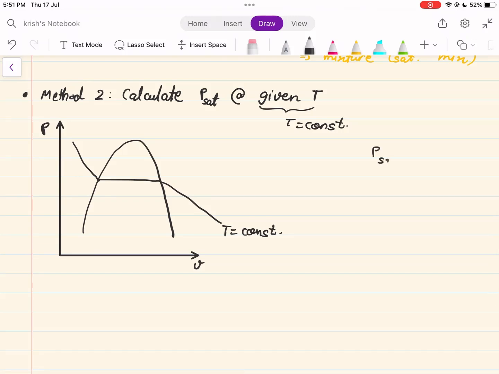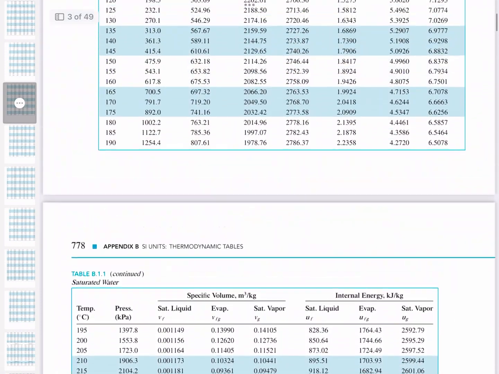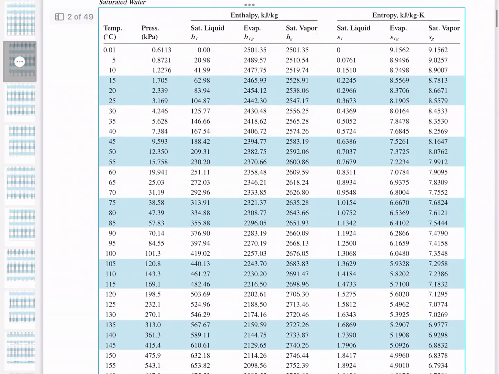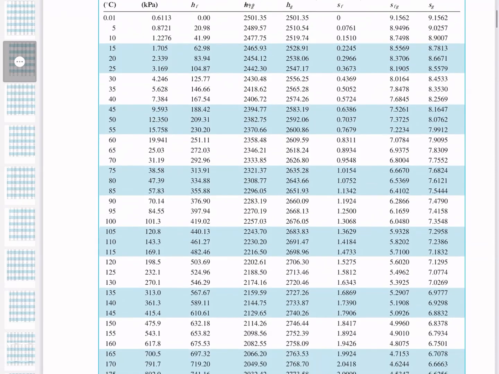Again, we can have two cases. P can be greater than Psat or P can be less than Psat. So if we see, at suppose 100 degrees Celsius, the saturation pressure for water is 101.3 kilopascals in table B1.1, right? And at 105 degrees Celsius, it is 120.8 kilopascals, and so on and so forth, right?